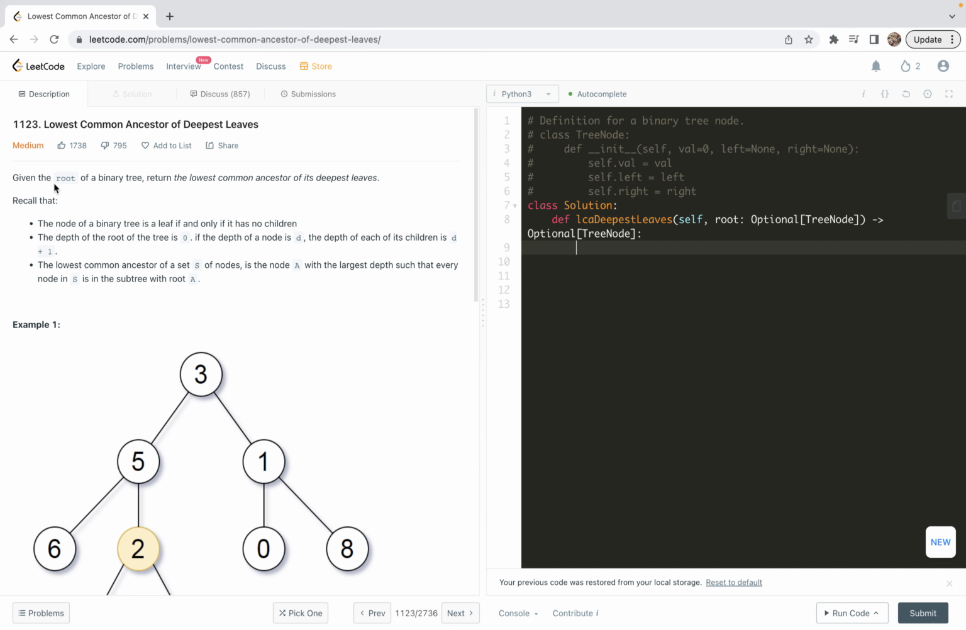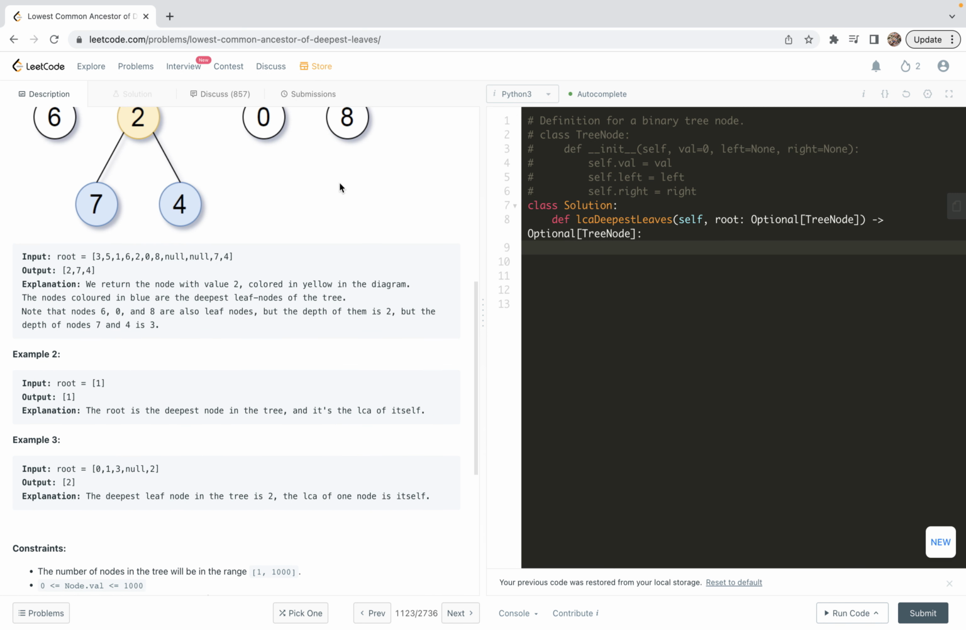So here the problem is very simple. Given the root of a binary tree, we are required to return the lowest common ancestor of its deepest leaves. This problem is different from another LeetCode problem, which requires returning the lowest common ancestor of two given nodes, right? So here we want to return the lowest common ancestor of all the deepest leaves. Here are three examples.